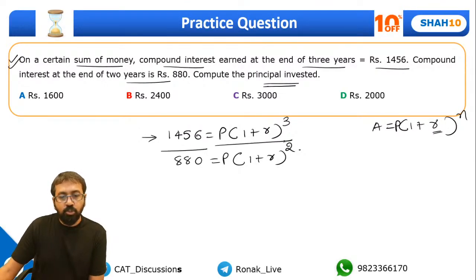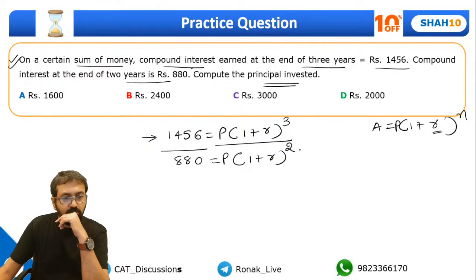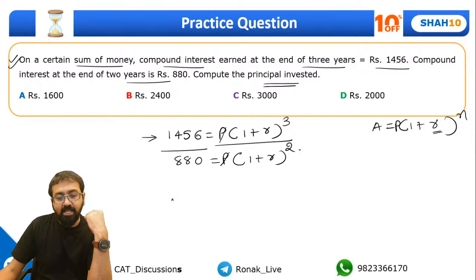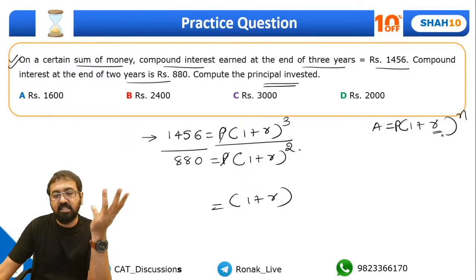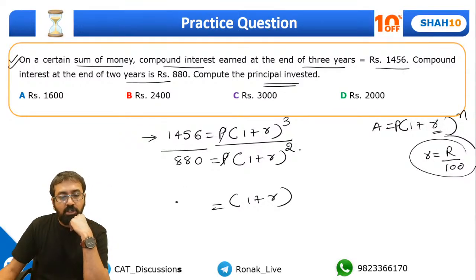Now what you do is divide both the equations. So what will you get? 1456 divided by 880 is equal to this one. So this is what we need to find out. One way is, of course, this P will get cancelled off. So we are left with 1456 divided by 880, which is equal to 1 plus r, where r is nothing but r by 100. Remember that. If you solve this, it will come out to be 1.2, if I'm not wrong.